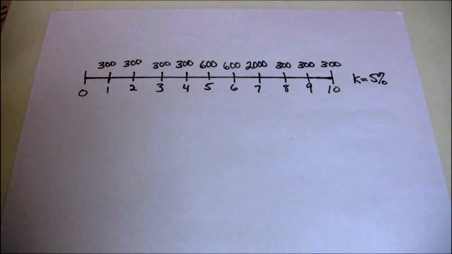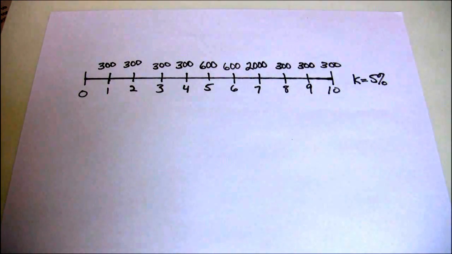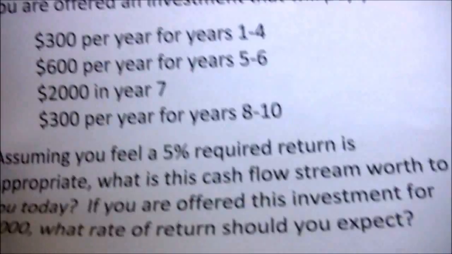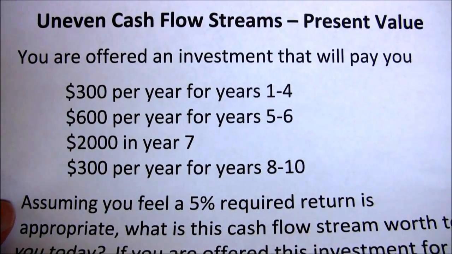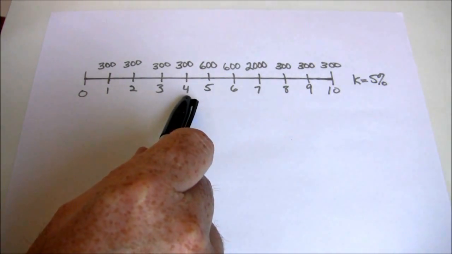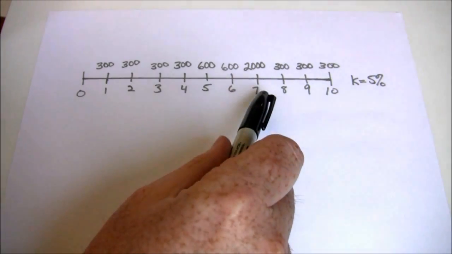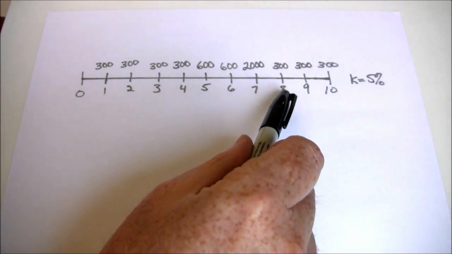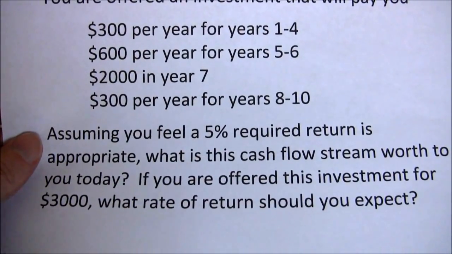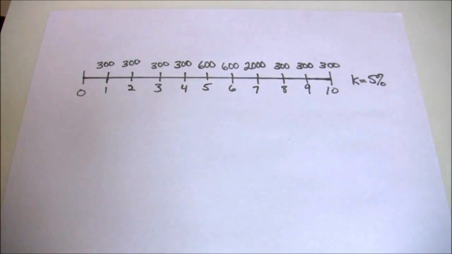A timeline is just a graphical or visual representation of what the cash flow stream looks like. So what we've done here is, instead of expressing it in words, 300 per year for years 1 through 4, we just put those out on our timeline. Then we had 600 per year in years 5 and 6, 2,000 in year 7, and 300 per year in years 8, 9, and 10. Our required return was 5%, so we note that on our timeline.